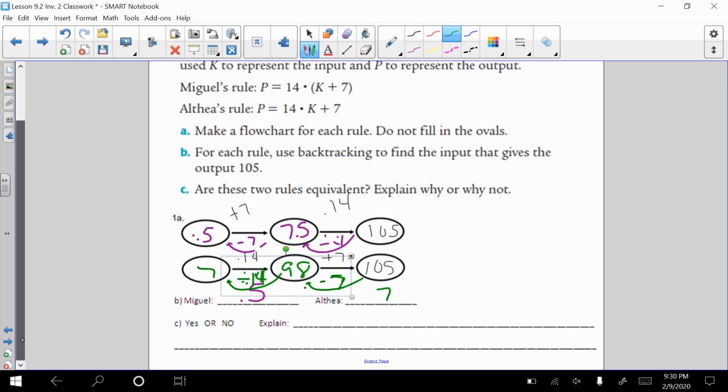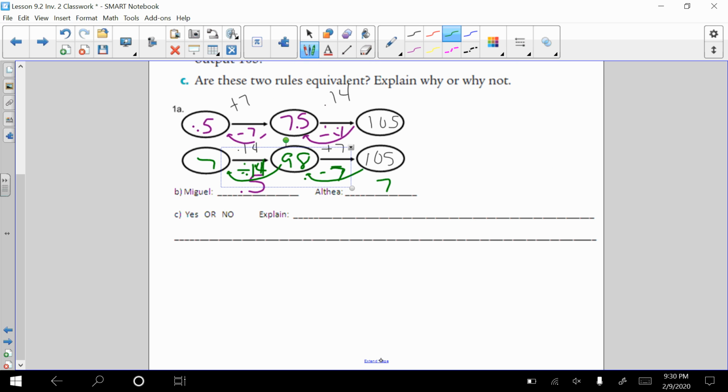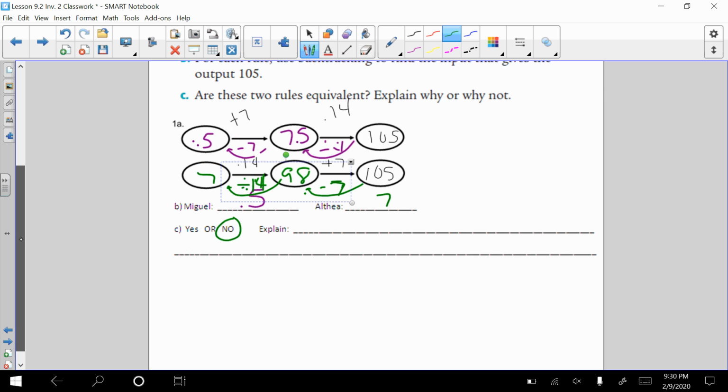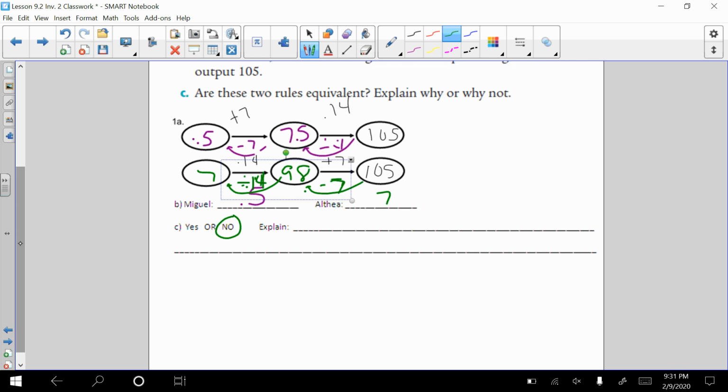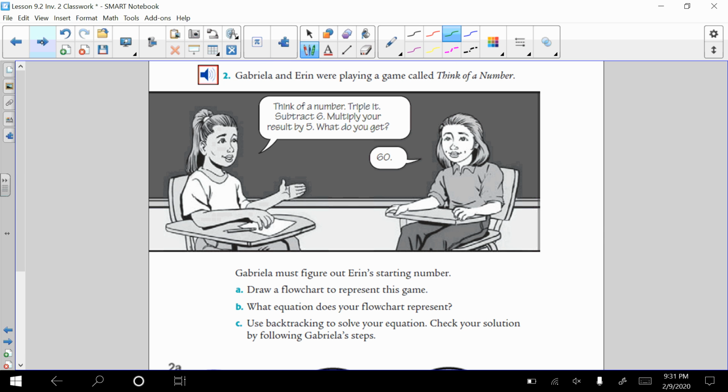Now, are these two rules equivalent? Why or why not? Well, no, they're not equivalent because in Miguel's rule, you had to do what was in parentheses first. And parentheses says I would add first. In Athena's rule, she doesn't have any parentheses, so all of it would fall under PEMDAS. What do I do first? Parentheses change that when you talk about PEMDAS.